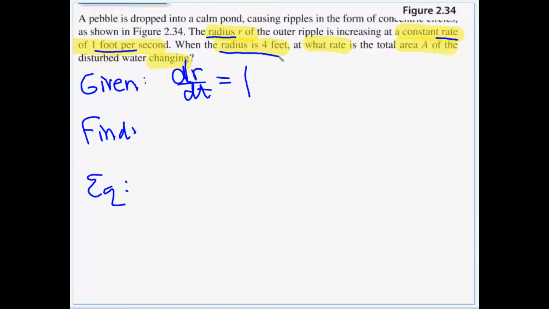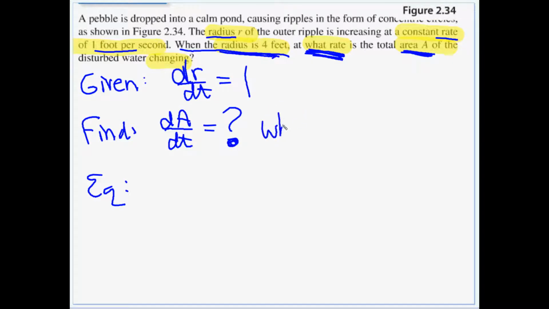Okay, when the radius is 4, at what rate, so here we're asking what rate, this is our find, we want to find what rate the area is changing. Well, the rate of the area will be dA/dt. So dA/dt equals question mark. And then usually with the find, we want to freeze time at some moment to analyze the problem. And here it says when the radius is 4, at what rate is the area changing? So we want to find dA/dt when r equals 4. Find dA/dt when r is exactly equal to 4.